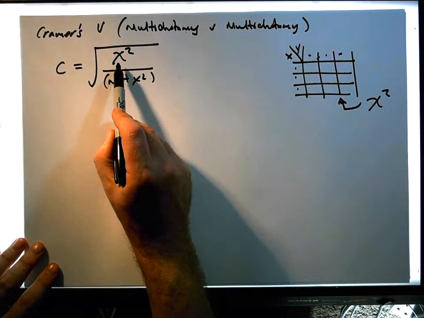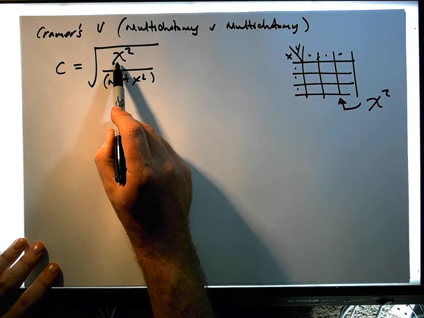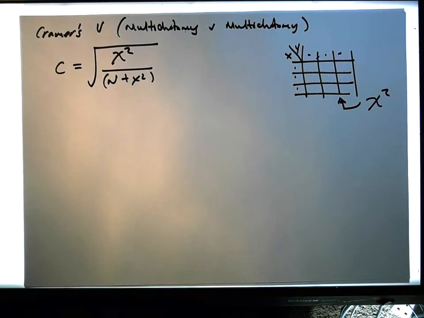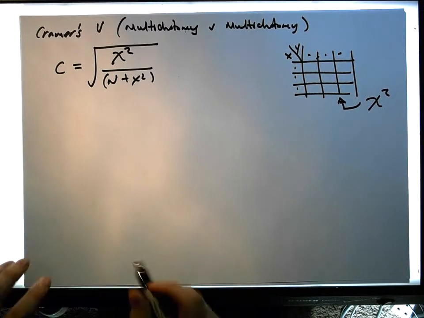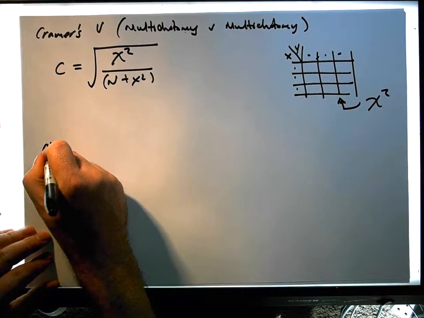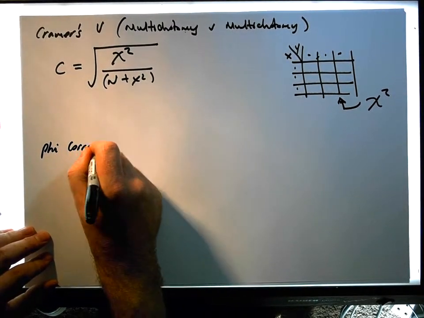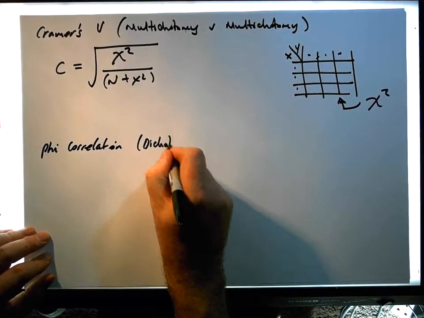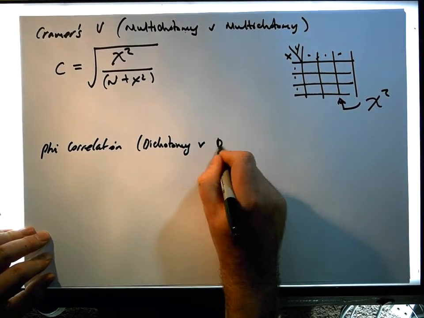If you want to know how to calculate chi-squared, I would recommend that you have a look at one of my previous videos, which walks through the actual calculation of the chi-squared test statistic. Let's have a look now. So say if we're dealing now with a natural dichotomy and a dichotomy, we have the phi correlation coefficient. That's for a dichotomy versus a dichotomy.